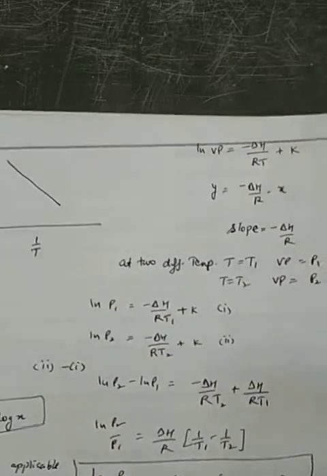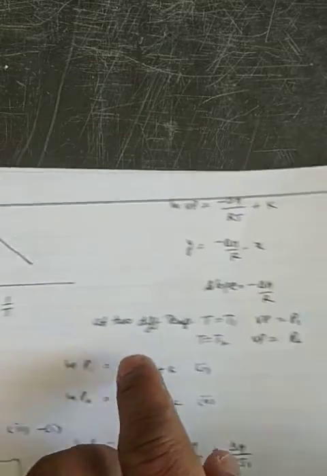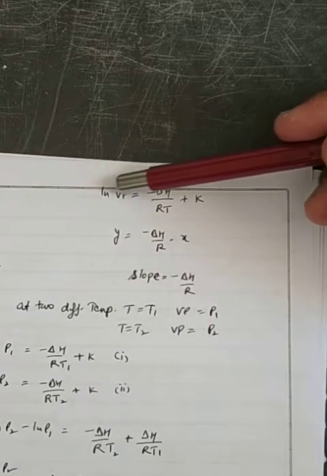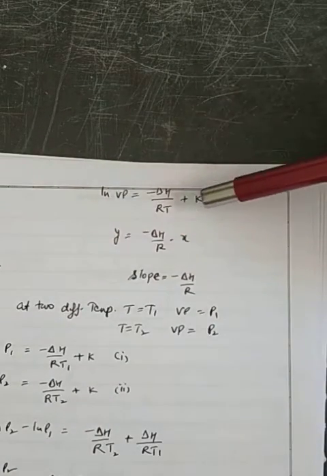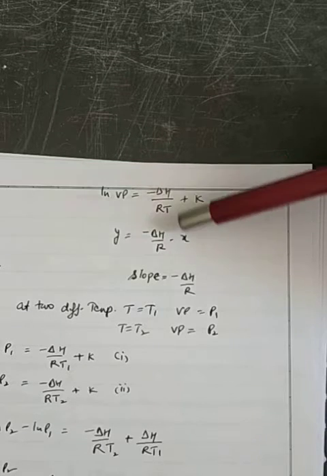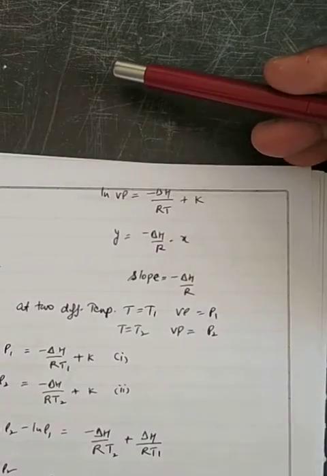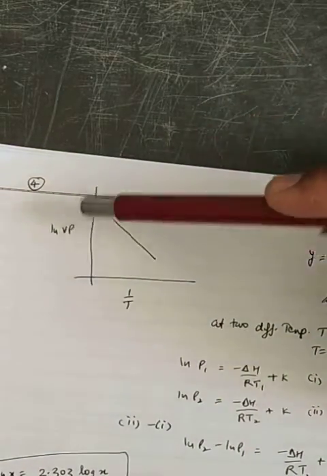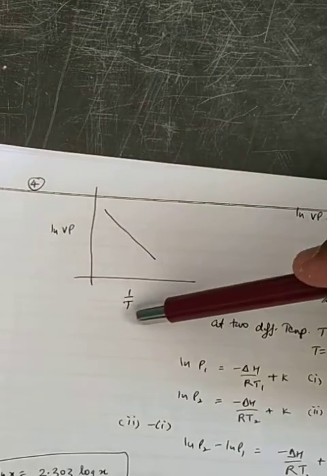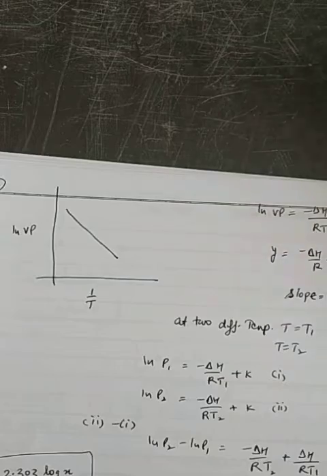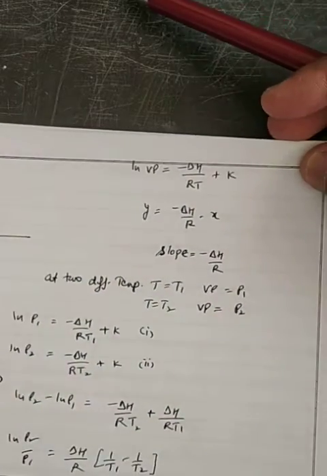And next, ln Vp is on the y-axis and 1 by T will be on the x-axis. So this is a graphical representation, a graph between ln Vp versus 1 by T. It's a straight line with a negative slope. Slope here is minus delta H upon R.